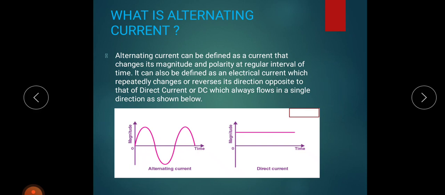Here in this case the magnitude of the current is taken along the y-axis, also time is taken along the x-axis. Here the magnitude of the direct current is constant. In case of alternating current, time is taken along the x-axis and magnitude of the current or voltage is taken along the y-axis.